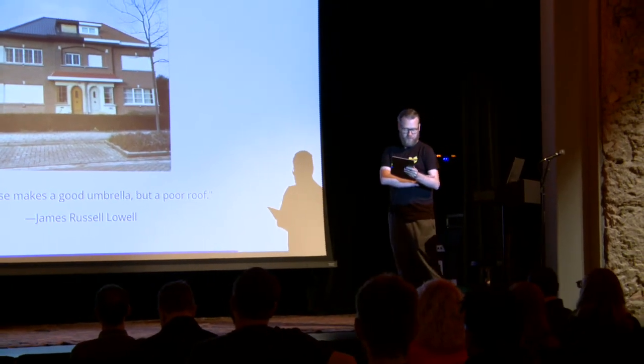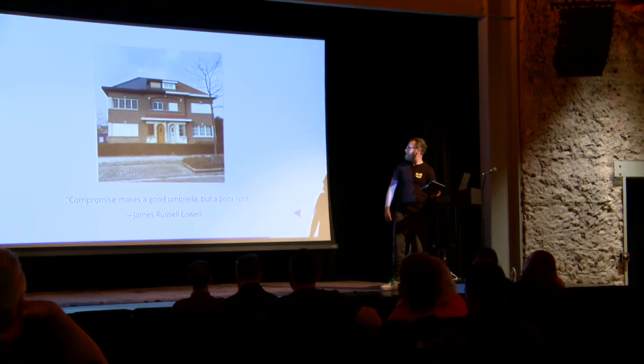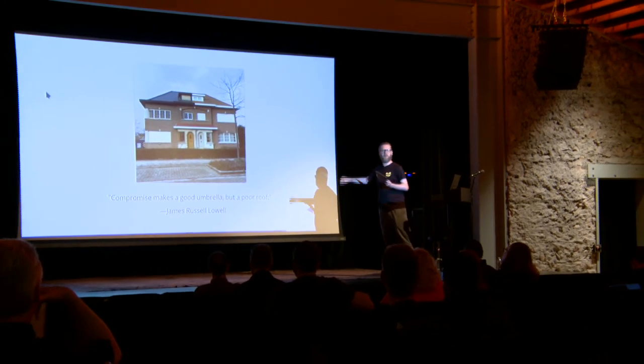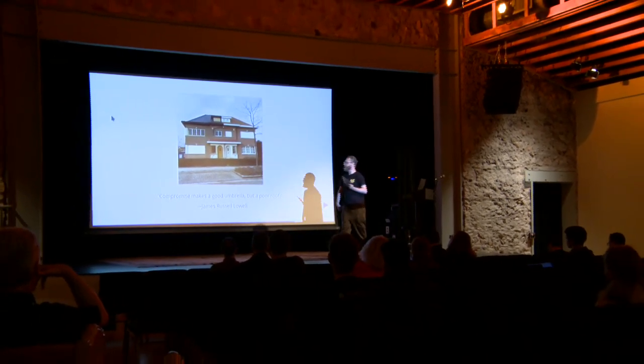Unfortunately, frameworks also suffer from the same flaws as prefab houses. In the words of James Russell Lowell, compromise makes a good umbrella but a poor roof. This is from one of my favorite Tumblrs, by the way, ugly Belgian houses. It's great, it's really amazing, you have to check it out.